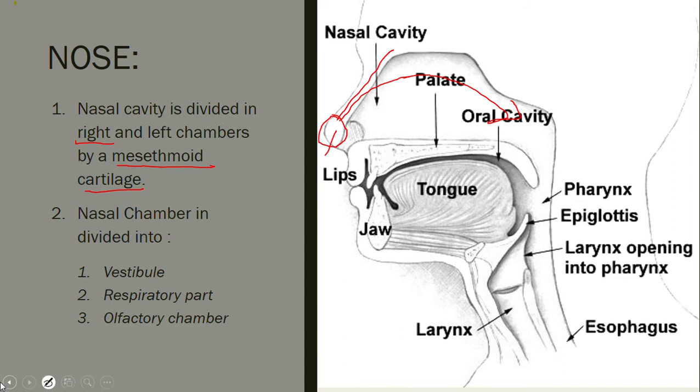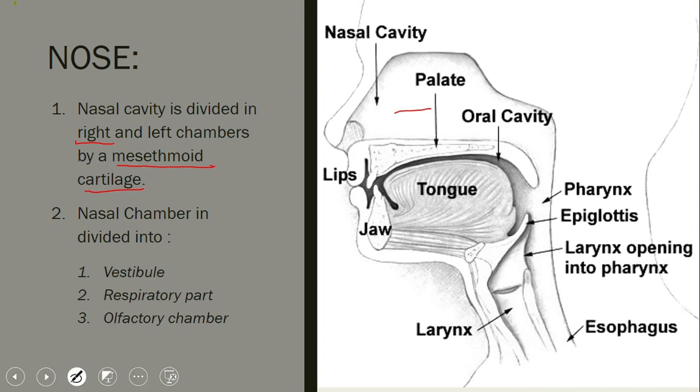The vestibule, as you can see here, it's been written. The first part is the vestibule where the air enters and you are able to trap the different dust particles or the air particles which are having unwanted material in it. There it is trapped in the vestibule. Okay, so the entry is called the vestibule. Then vestibule leads to the next part, which is the nasal cavity here.